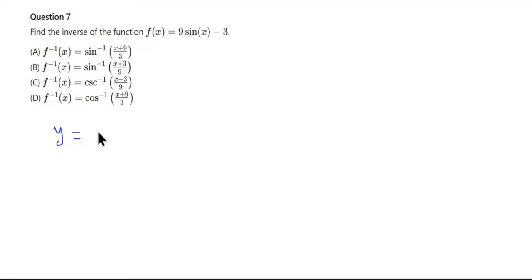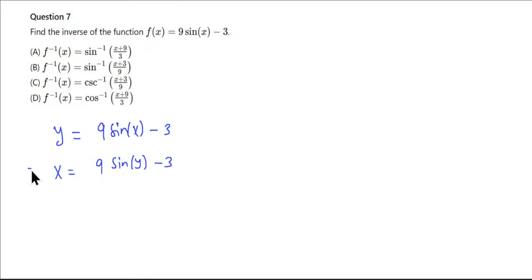So we rewrite this as y is equal to 9 sine x minus 3. Remember that it is not sine x minus 3, it is sine of x minus 3. The next step is to replace x with y and y with x. So I'm going to replace y with x, and I'm going to replace x with y over here, so sine of y.